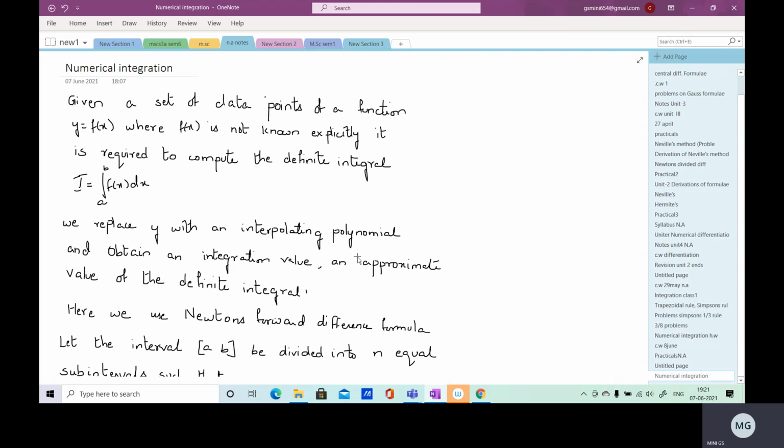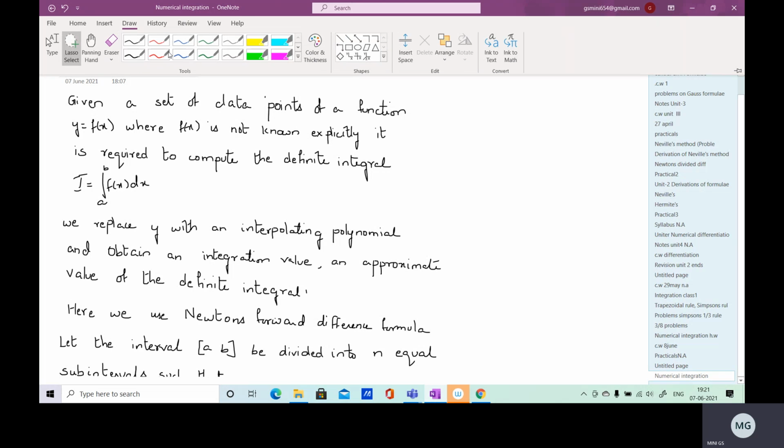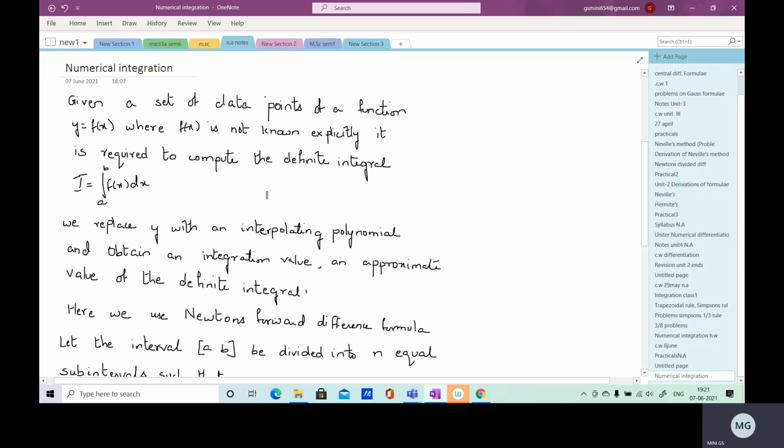Today's class is about numerical integration. I've written some part of it so that we don't waste much time. Given a set of data points of a function y is equal to f of x, where f of x is not known explicitly, it is required to compute the definite integral I is equal to integral a to b f of x dx. We have to find integration a to b f of x dx. We don't know this f of x explicitly, but some data points are given to us.